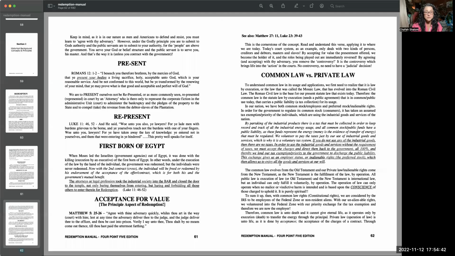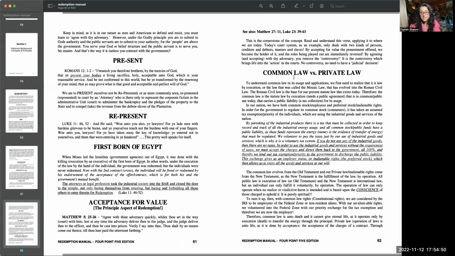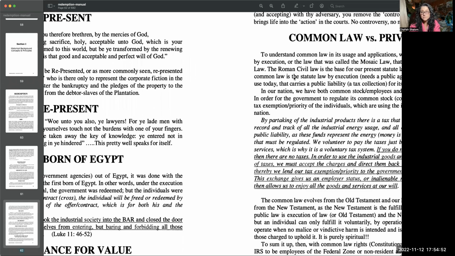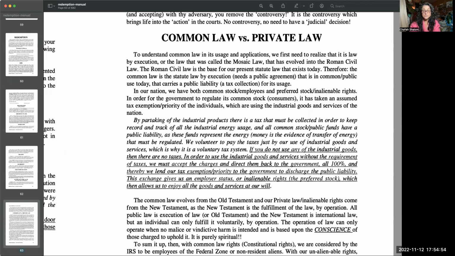But we wanted to get to the common law versus private law. So let's see. Yeah, let's get this over here and we'll read it. So this is where we ended up last. Common law versus private law.